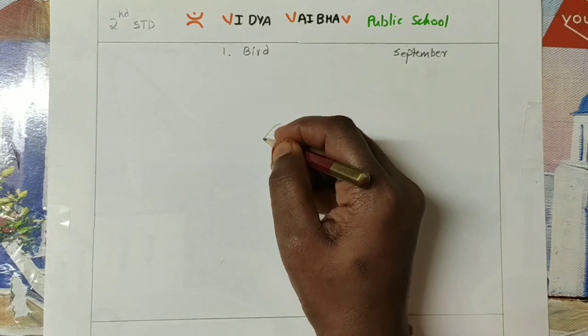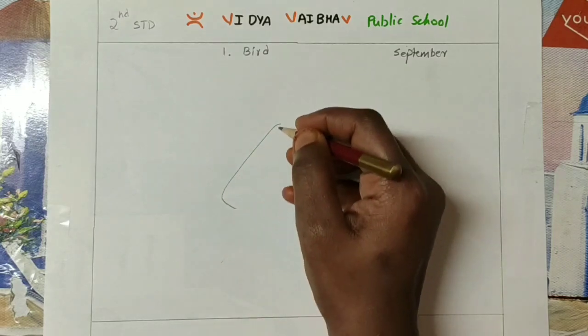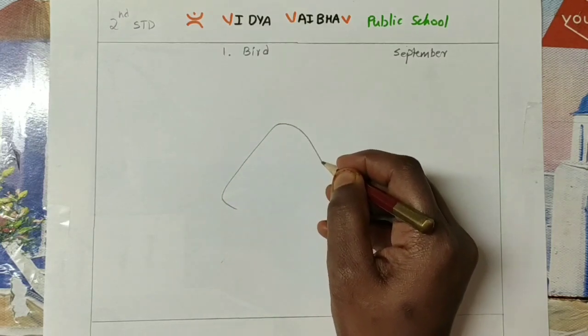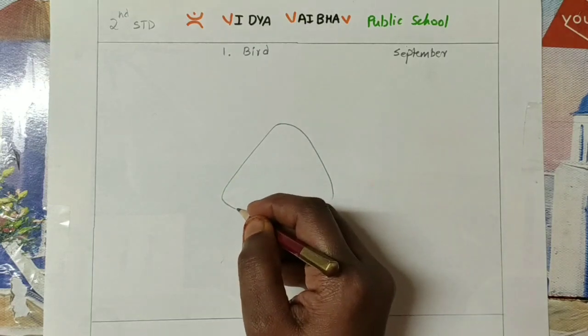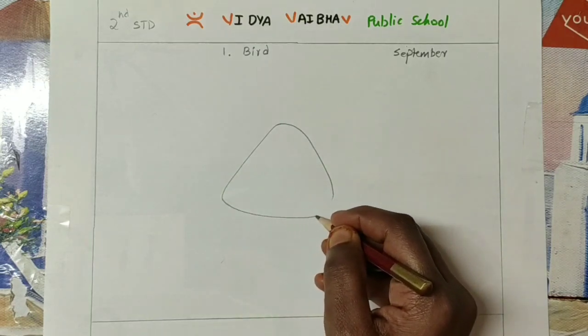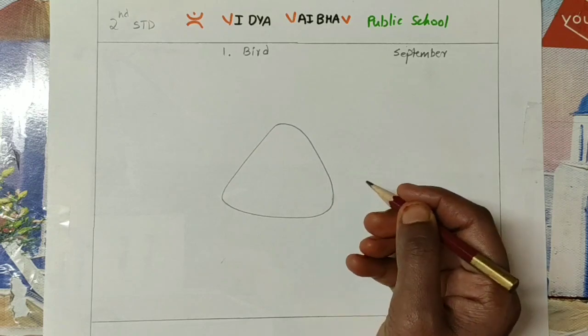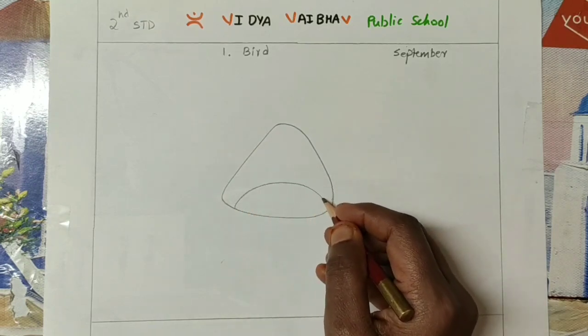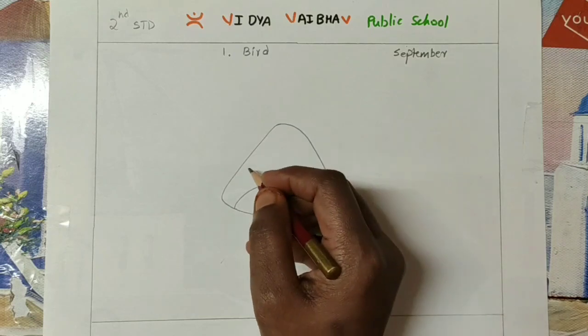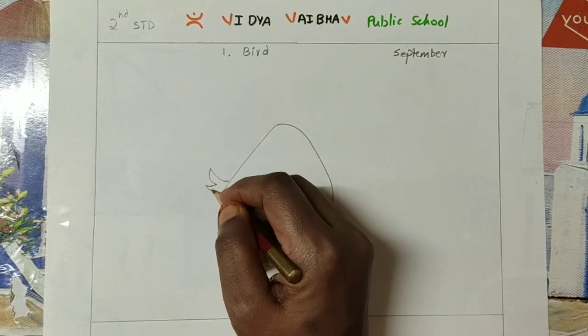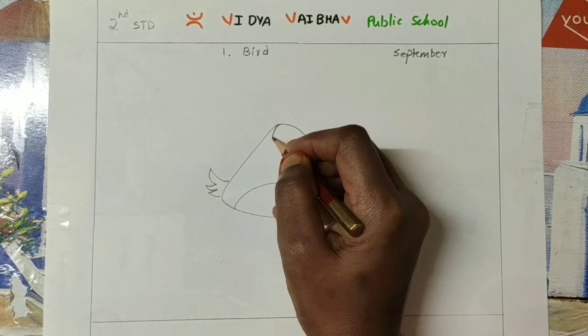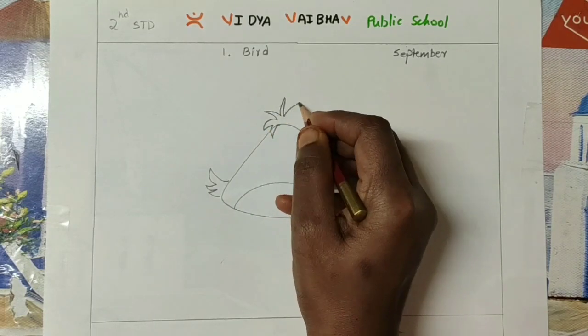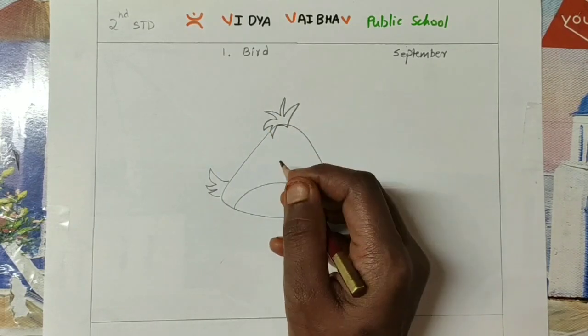Now here we are going to do an angry bird. The shape which I am drawing here is a triangle. You can see it's not sharp edges, it's a curve, right? It's a curved triangle. So here for the bird I am drawing a tail and I drew a hair.